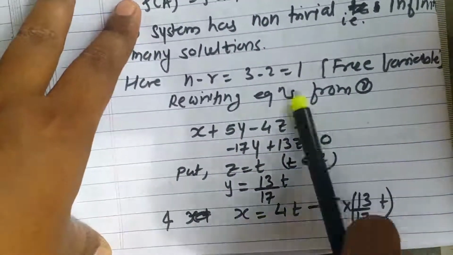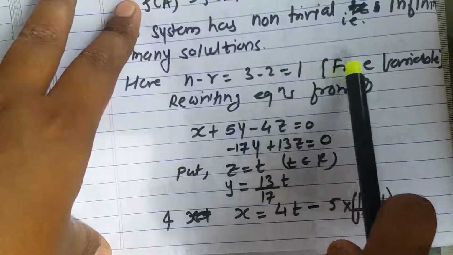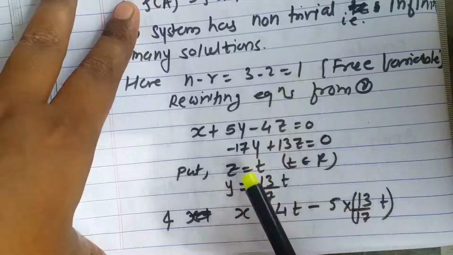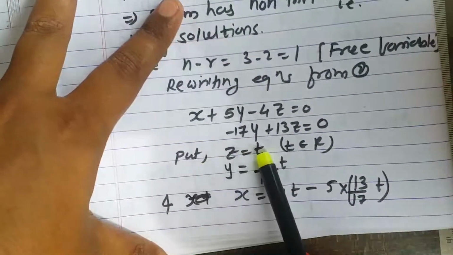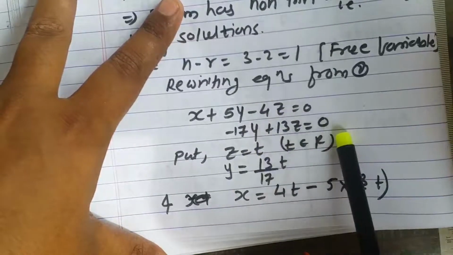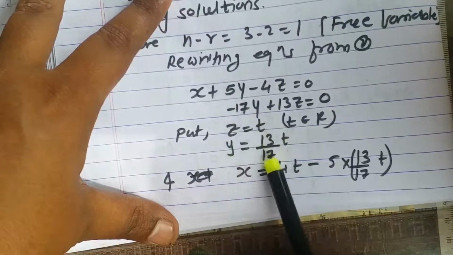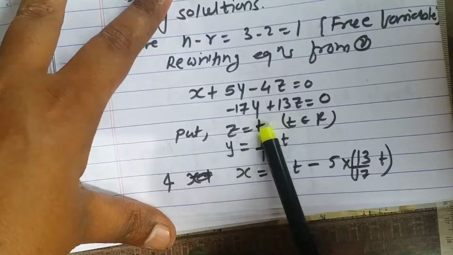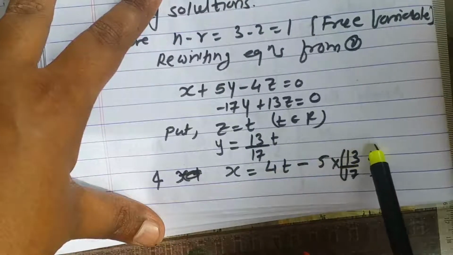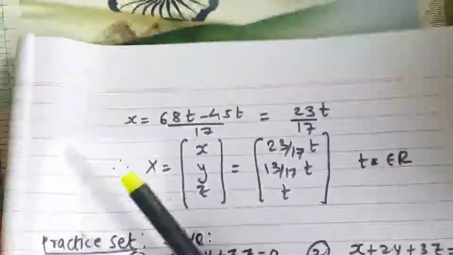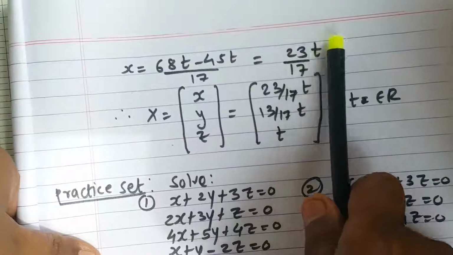Okay, now out of these three unknowns, one unknown we are free to set. We can assign any one parameter to any one of the variables. So always prefer the last variable. So put the last variable z as t, where t is any real number. Okay, so if you put z equal to t in this equation, you'll get the value of y as 13 by 17t. And if you put these two values of y and z in equation 1, we'll get the value of x as 5 times 13 by 17t subtracted from 4t. After simplification, that will be equal to 68t minus 45t by 17 equal to 23t by 17.